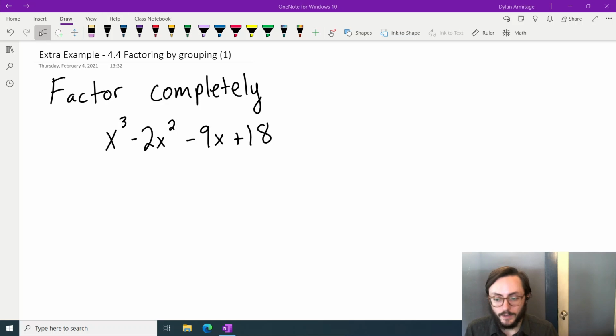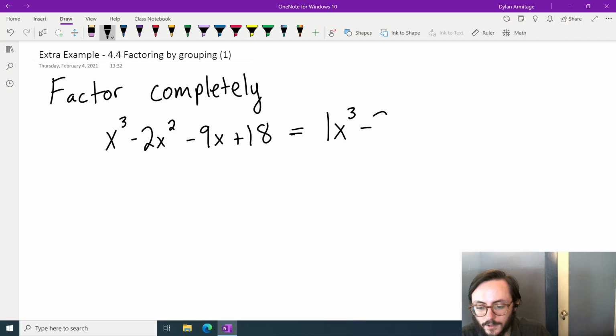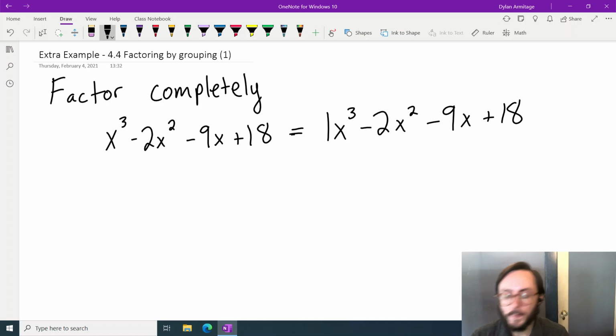What I can notice here, first off, I'm going to write this over here separately. If I just write all of the coefficients like this, 1x to the third minus 2x squared minus 9x plus 18. The 1 here is positive. And this is just kind of an intuition. You may already see how to factor it.